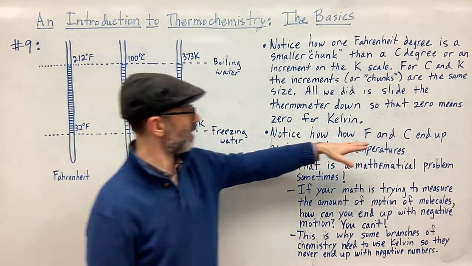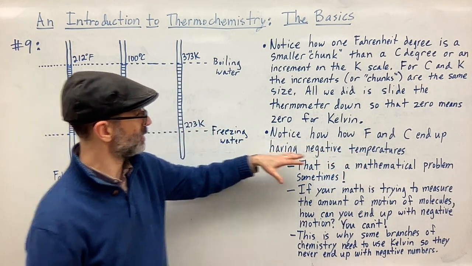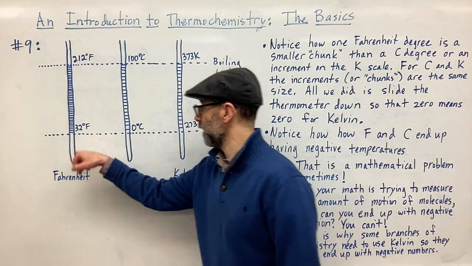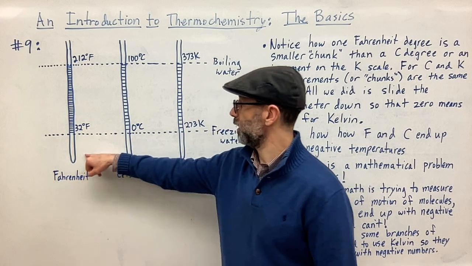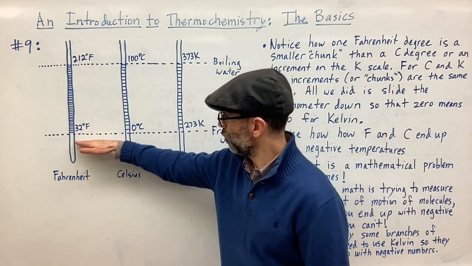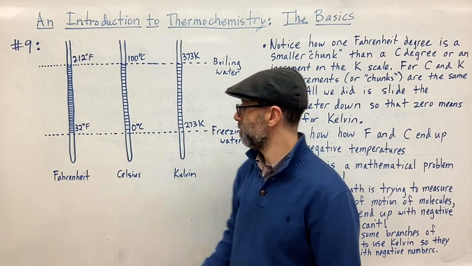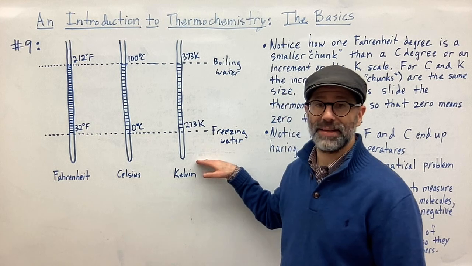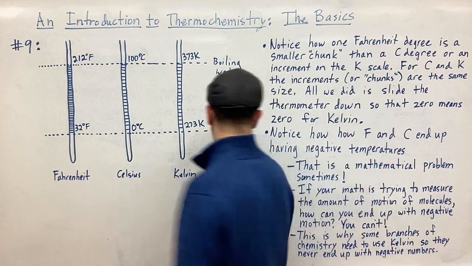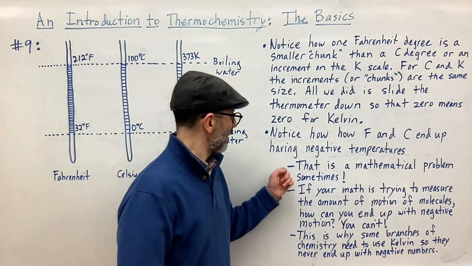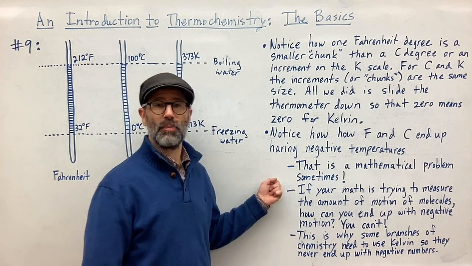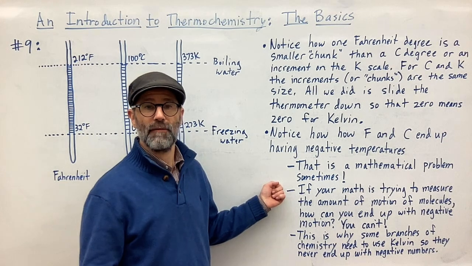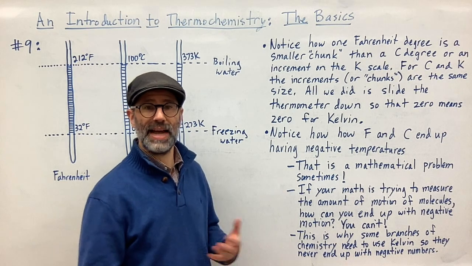You want to notice that the Fahrenheit and the Celsius scales end up having negative temperatures. You can see here that down here, you'll have 0 in the Fahrenheit scale, and you can get temperatures lower than that. And also you can get below 0 on the Celsius scale, but you can't get that for the Kelvin scale. So as I mentioned before, this is sometimes a mathematical problem because you're going to get negative numbers, like negative volumes, negative pressures if you're doing gas laws.